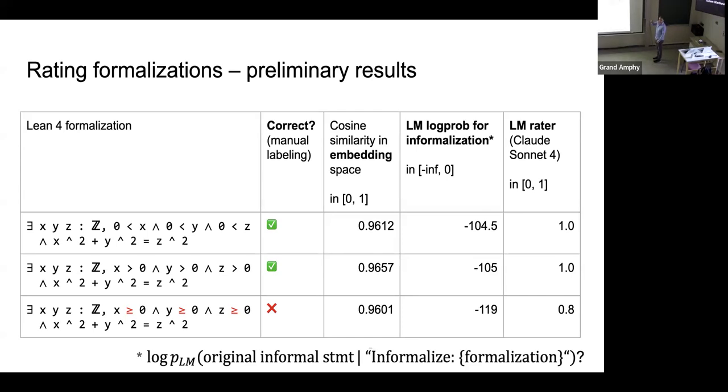The next column is what you saw on the slide, I think, the probability of generating the original informal text. And in the last column, we asked Claude to rate each back-translated informalization. And this is the result. The first 2 got a perfect score of 1, and the last one got 0.8. So this is probably the best signal, but also much more expensive.